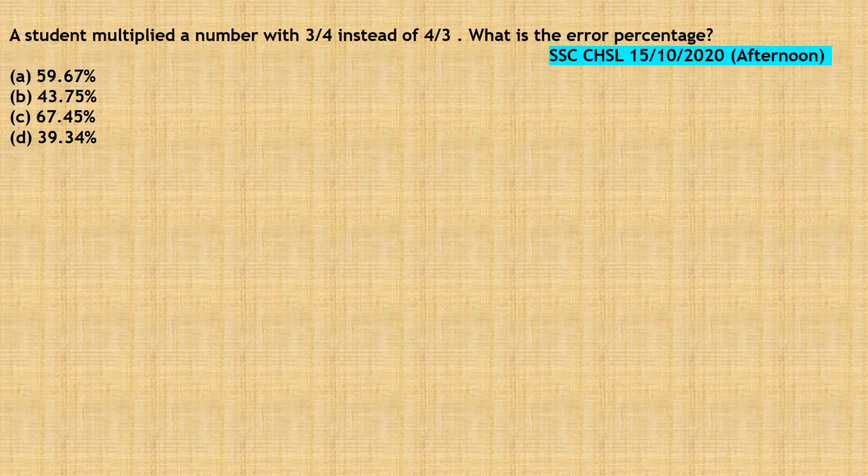A student multiplied a number with 3 by 4 instead of 4 by 3. What is the error percentage? Let the number be x. Incorrect value is 3x by 4 and the correct value is 4x by 3. Error is equals to 4x by 3 minus 3x by 4 is equals to 16x minus 9x divided by 12. That is 16 minus 9, 7x divided by 12.